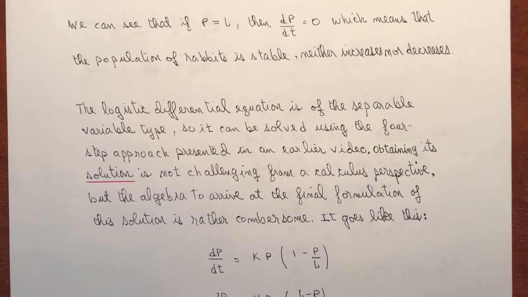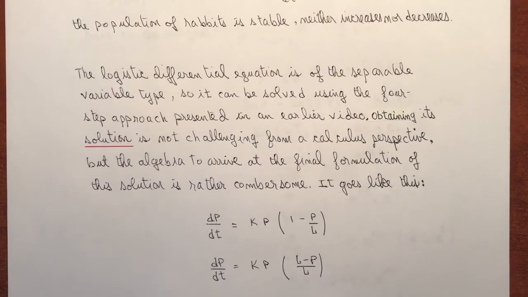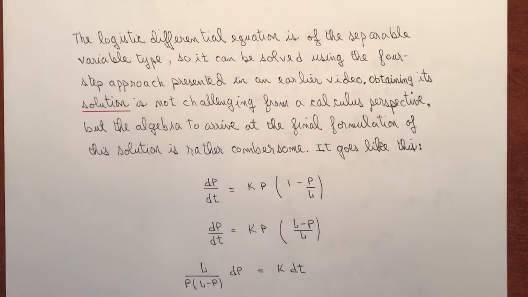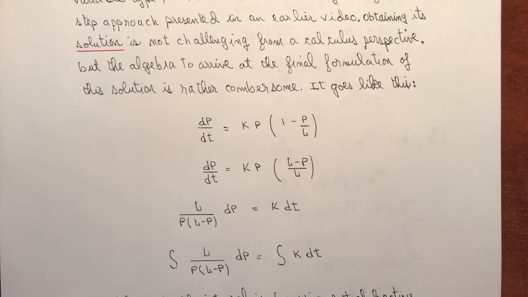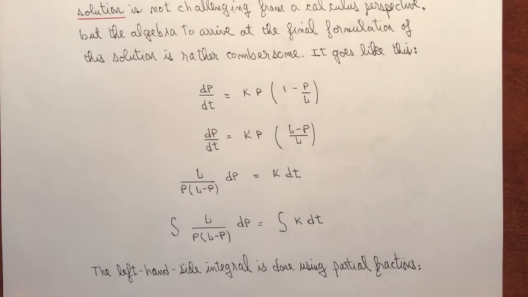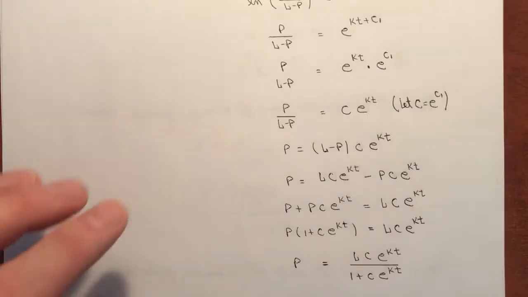Starting with dP/dt equals kP times 1 minus P over L, we take a common denominator, and we get (L minus P) over L for the bracket. Dividing both sides to put all the P's on the same side, we get this new version: L over P times (L minus P) dP is k dt. Now, if we integrate both sides, we notice that the left-hand side actually is a partial fraction. I haven't seen that in a little while.